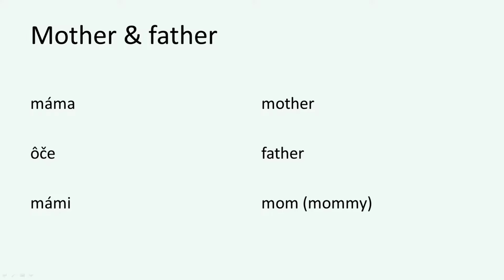Starting off with mother and father. Mother is mama in Slovene, and father is oče. These are the most neutral ways of saying mother and father, and the ones you should remember first. Mami is a bit less formal than mama, but used very commonly by people of pretty much all ages to refer to their mother. It sounds similar to the English mommy, but it's used differently.